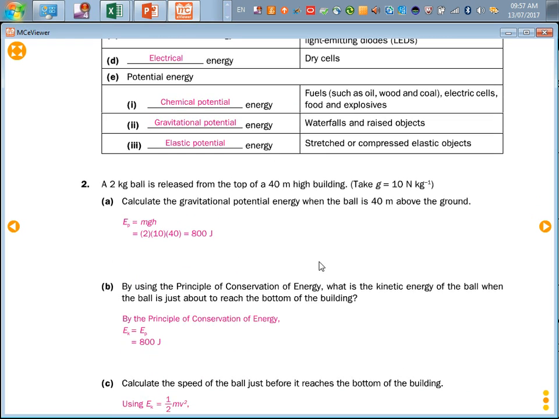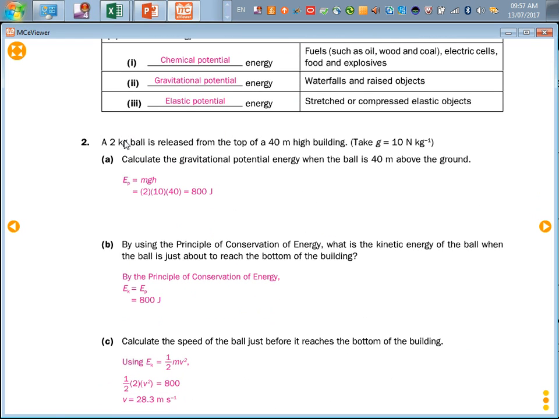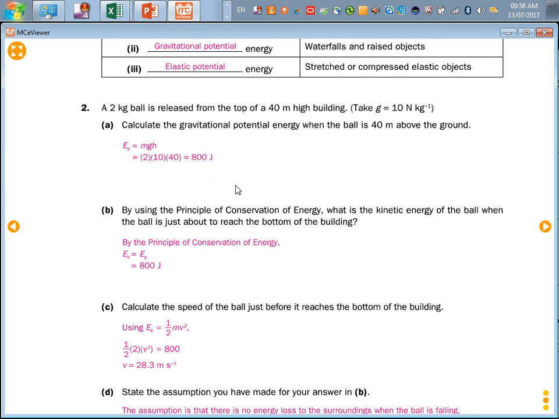Okay, next, 2A. The mass, 2 kilograms, released from the top. So initial speed is 0, height 40 meters. GPE, straightforward. Everybody should get this correct by now. Make sure you have your formula stated.